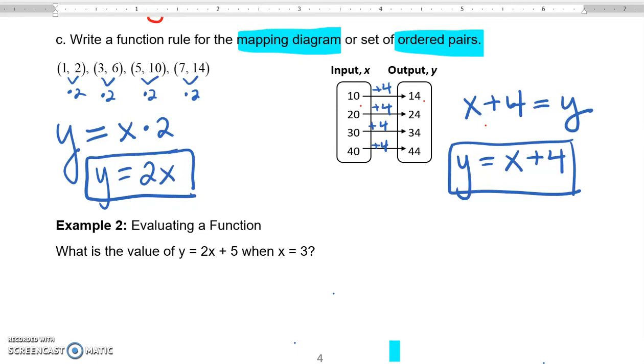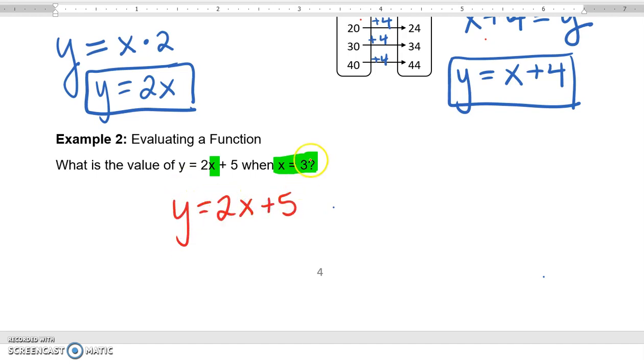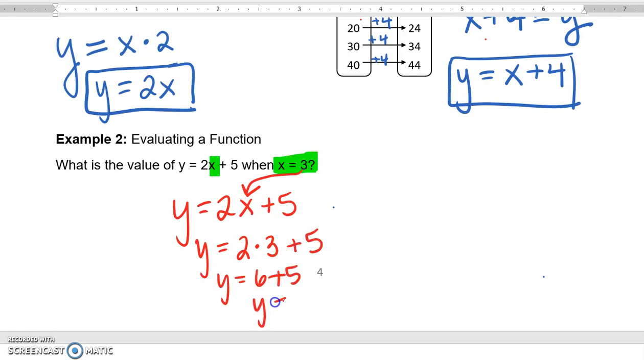All right, the next type of problem is you need to be able to evaluate a function when we give you a given variable. In this case, we give you x. So we give you x is equal to 3, and all you're going to do is plug it in for the x in the equation. So I'm going to write my original problem, y equals 2x plus 5, and I'm going to plug in 3. It's kind of like substitution. So I have y equals 2 times 3 plus 5. 2 times 3 is 6. 6 plus 5 gives you 11. So what is the value of y equals 2x plus 5 when x is equal to 3? Your answer is y is equal to 11.